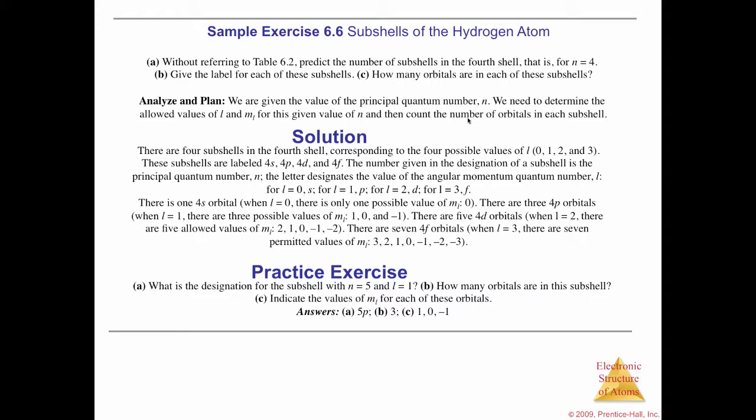Practice exercise. What is the designation for the subshell with n equal to 5 and L equal to 1? How many orbitals are in this subshell? And indicate the values of m sub L for each of these orbitals.